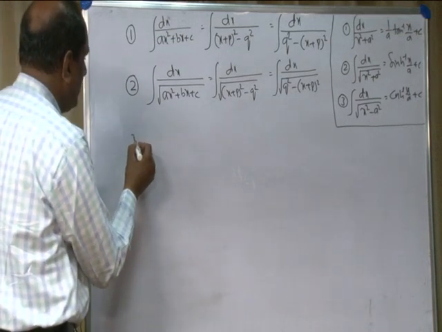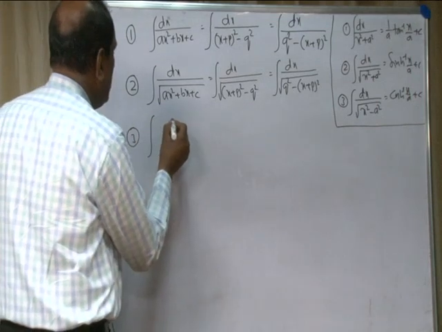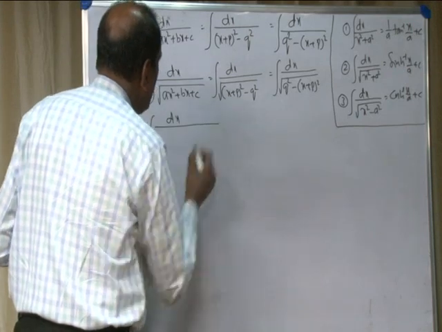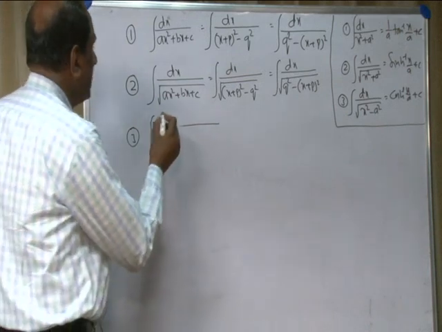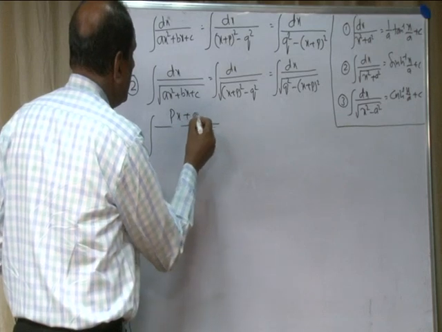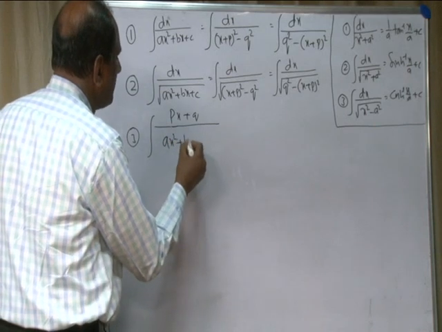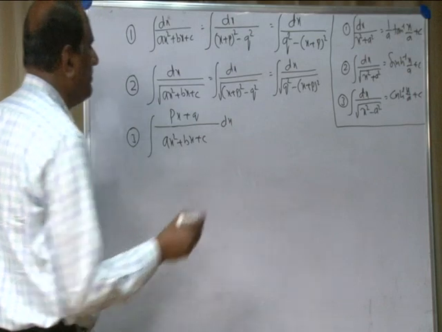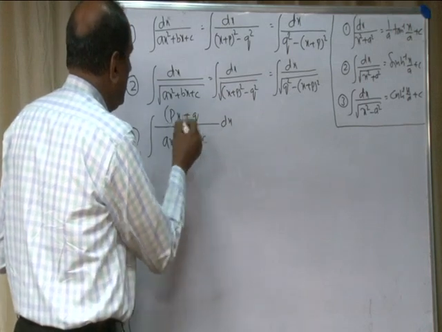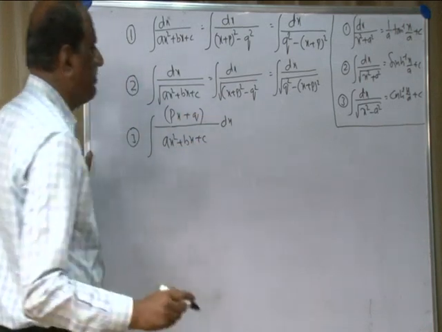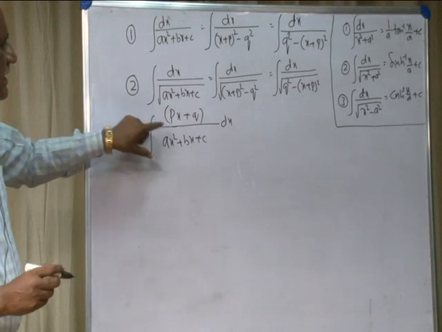Third form, see here. Integration of the third form: the numerator is Px plus Q, and the denominator is Ax square plus Bx plus C. Suppose the given integral is in this form, that is Px plus Q dx divided by Ax square plus Bx plus C in the denominator. How to integrate if the problem is of this type?